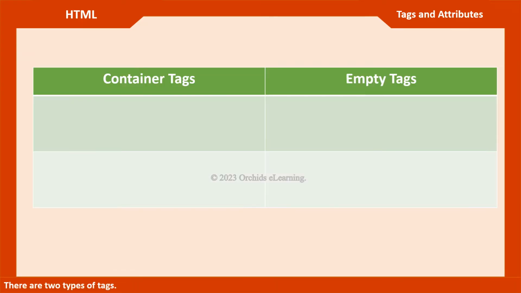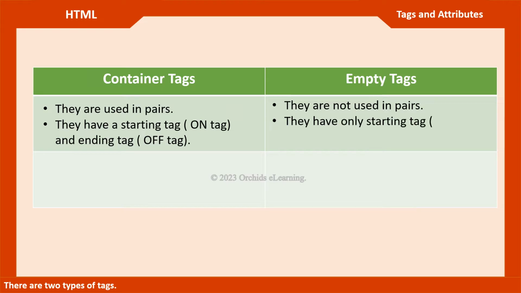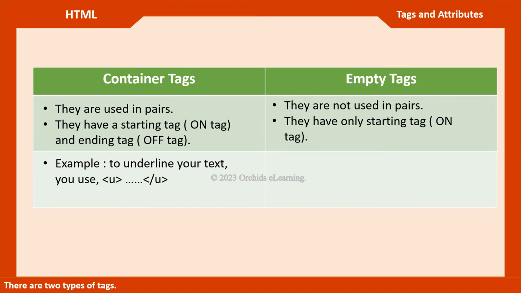There are two types of tags: container tag and empty tag. Let's see the difference. Container tags are used in pairs. Empty tags are not used in pairs. Container tags have a starting tag, on tag, and an ending tag, off tag. Empty tags have only a starting tag, on tag. Example: to underline your text, you use the u open tag and u close tag. Example: to insert a line break, use the br tag.